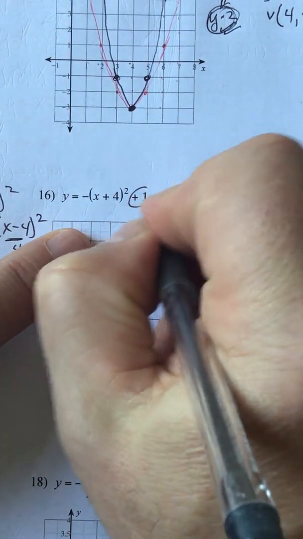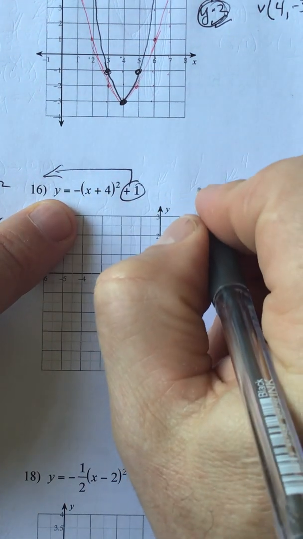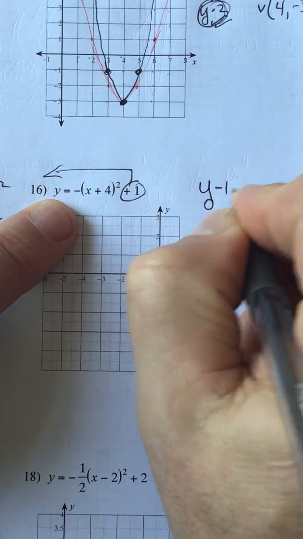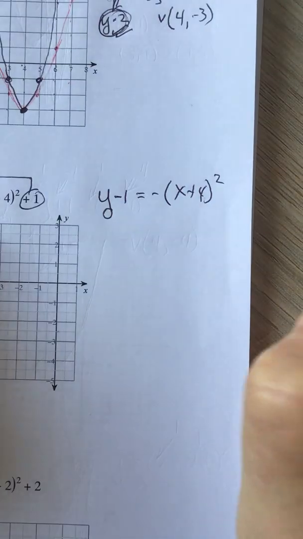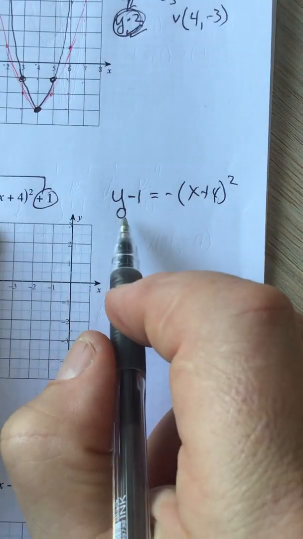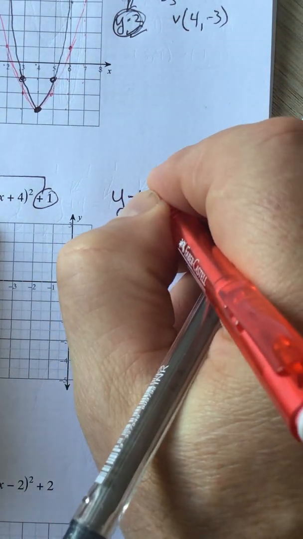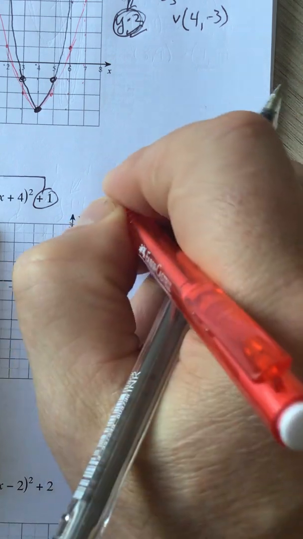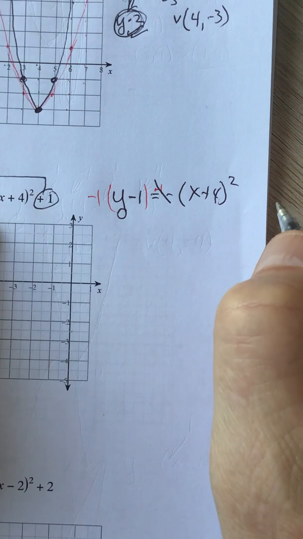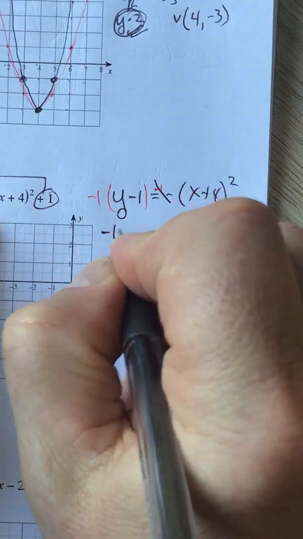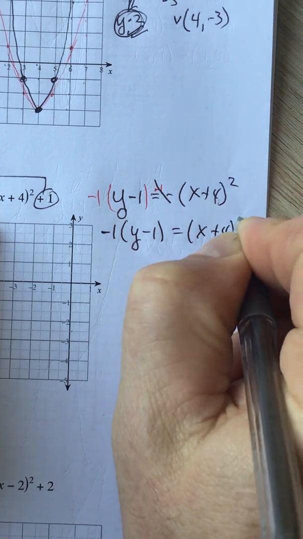Okay, this 1 belongs to the other side, and that negative also belongs to the other side. So first I'll go y subtract the 1. So I subtracted the 1. Now I'm going to multiply both sides times -1. So those two negatives cancel out. So we have -1 times (y minus 1) equals (x plus 4) all squared.